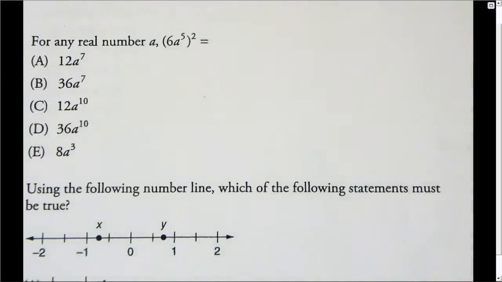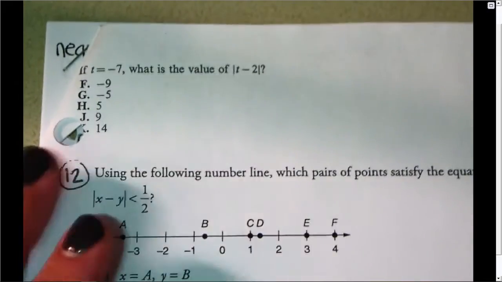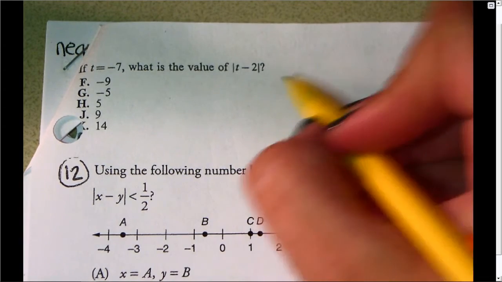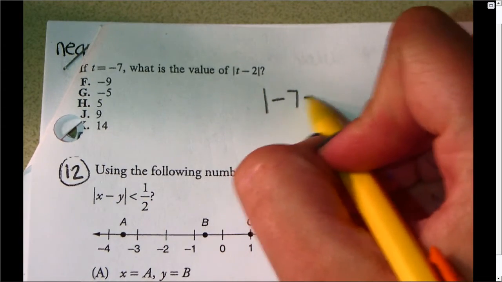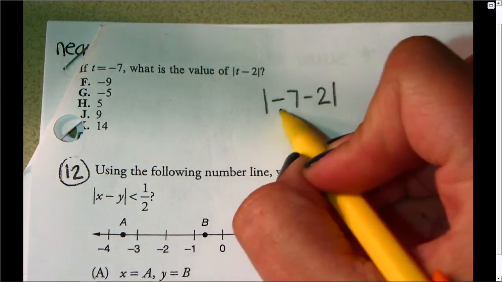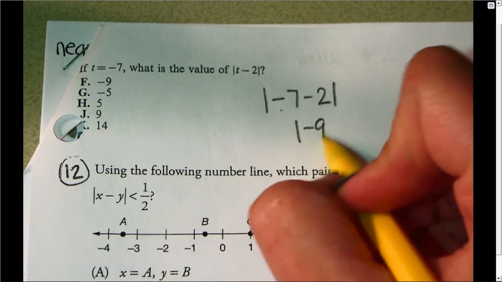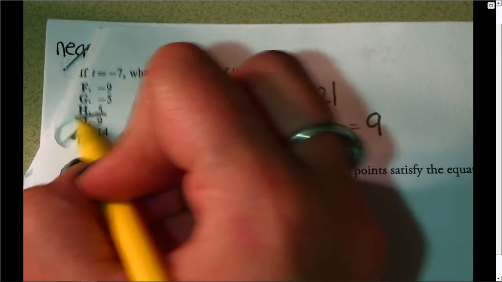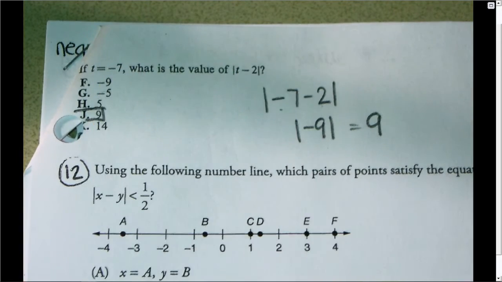All right, number 11 says t equals negative 7. What is the value of the absolute value of t minus 2? So the absolute value of negative 7 minus 2. Negative 7 minus 2 is negative 9. The absolute value of negative 9 is 9. Notice again, they put negative 9 first here. Just be careful with absolute value.